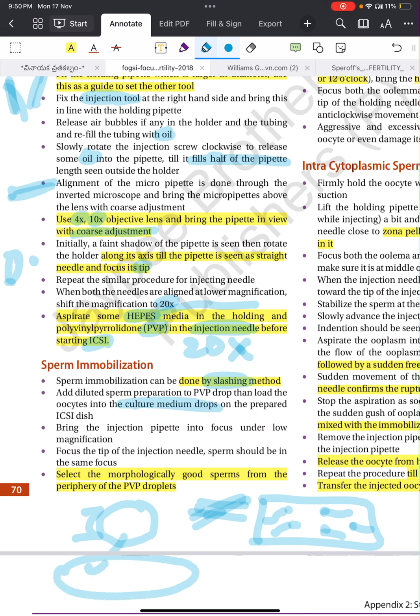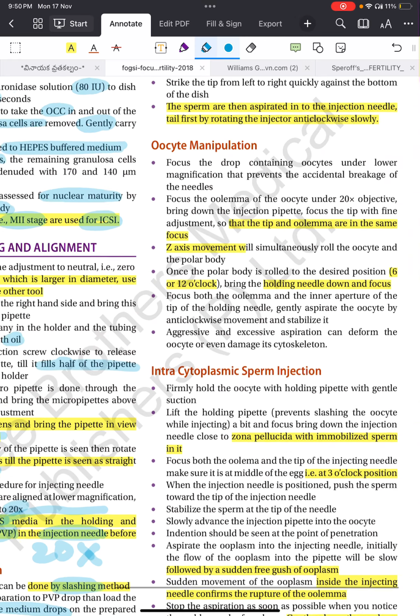We'll take this oocyte here and bring the injection pipette into focus. Focus the tip of the injection needle. Sperm should be in the same focus. Select the morphologically good sperm from the periphery of the PVP droplets.